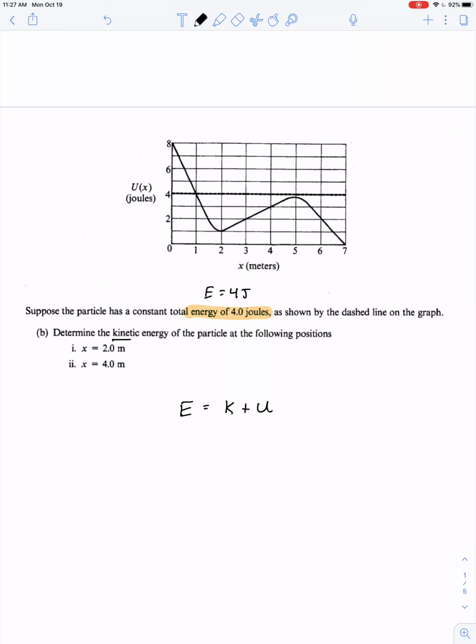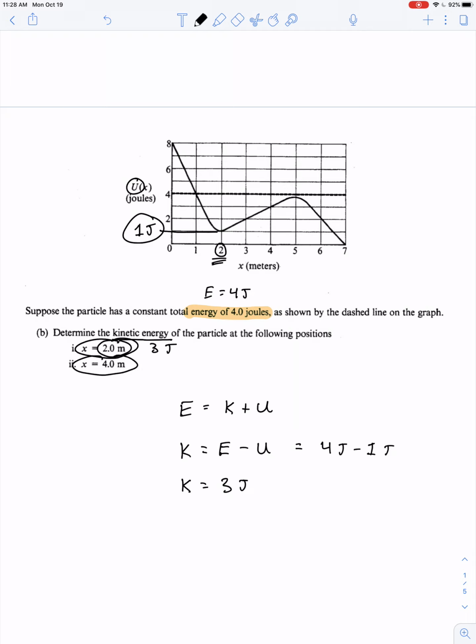So what is the kinetic energy of the particle at x equals 2 meters? So we look at our graph. When x equals 2 meters, the potential energy is 1 joule. So if we rearrange this equation, kinetic energy is the total mechanical energy minus the portion of that total mechanical energy that's potential. So in this case, it's a total energy of 4 joules minus a potential energy of 1 joule. That is for the position x equals 2 meters. So the kinetic energy is 3 joules when x is equal to 2 meters.